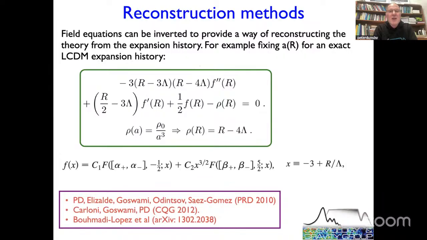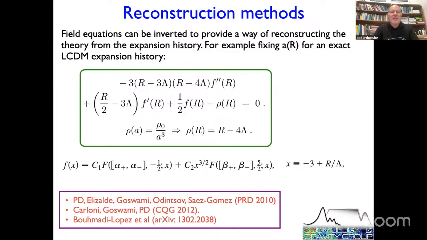What does one do there? Well, in this case, one pins down the expansion history of the universe, or some property of the expansion history, for example, the scale factor. And then provided you can invert the scale factor, so in other words, write A as a function of the Ricci scalar, then you can convert the Friedmann equation into a differential equation for F of R and solve that equation for the class of theories that give you that background expansion history.